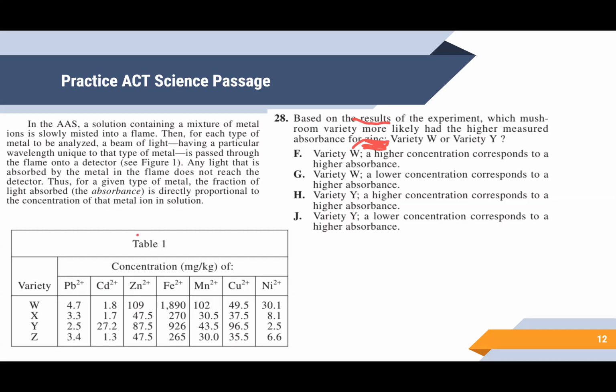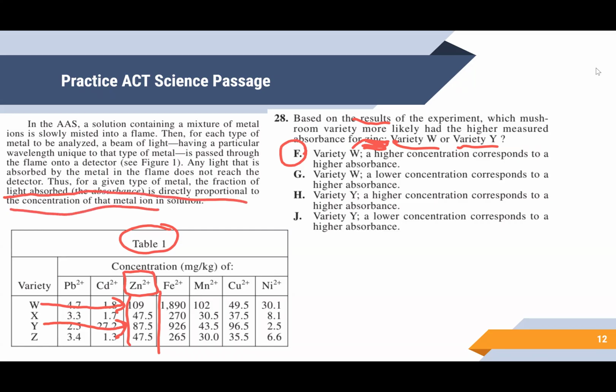So I know I'm going to look at my results table here. And zinc is Zn. So I'm focusing on this column right here, variety W or variety Y. Here is W, 109. Here is Y, 87.5. They're asking which one had higher for zinc. The answer for 28 should be F. Variety W had higher zinc than variety Y. And we know also from the description here, the light absorbed is directly proportional to the concentration of that metal. So if one is higher, it means that it's a higher concentration too.